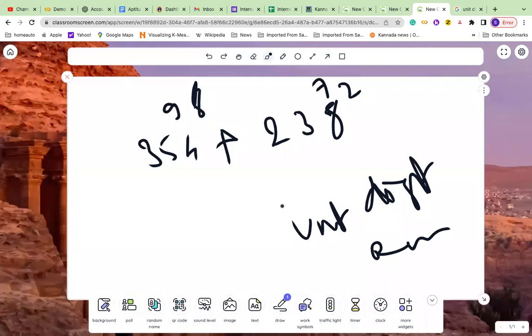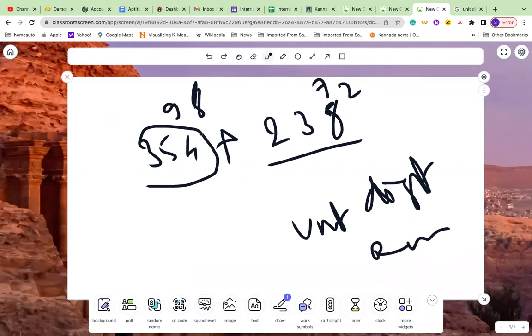How should we check? Can I multiply 374 to the power of 98, 238 to the power of 72, and then add and check it? It is too much to do, correct? Yes or no? Yes, sir. So there is a trick.